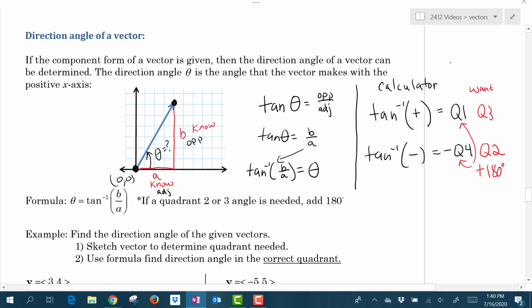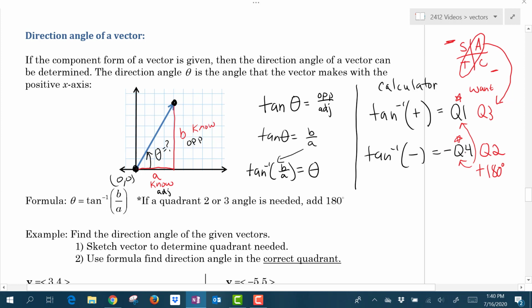So remember, when we do All Students Take Calculus, tangent is positive in quadrants 1 and 3. But your calculator will only give you the quadrant 1 answer. It won't give you both of those answers. It won't give you both angles from quadrant 1 and 3. Okay? If you have a negative ratio, tangent is negative in quadrants 2 and 4. Alright, so your calculator is not going to give you both a quadrant 2 and a 4 answer. It's only going to give you one of them.